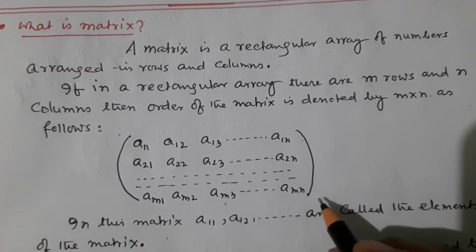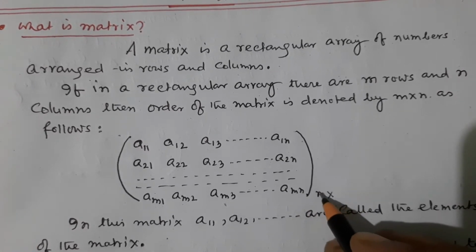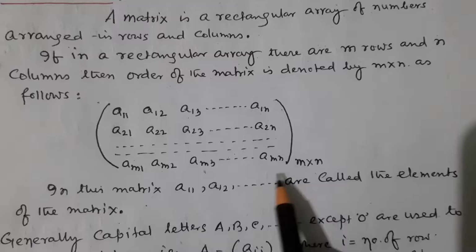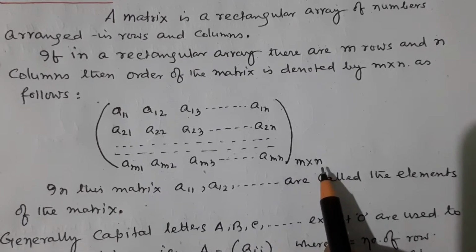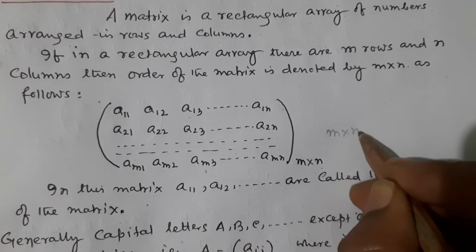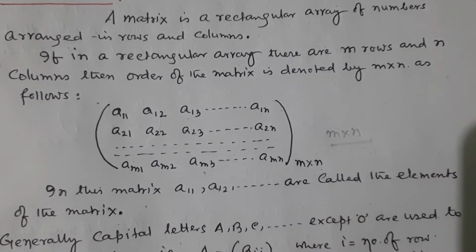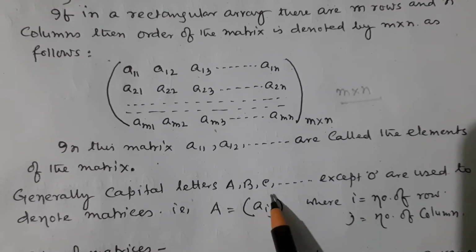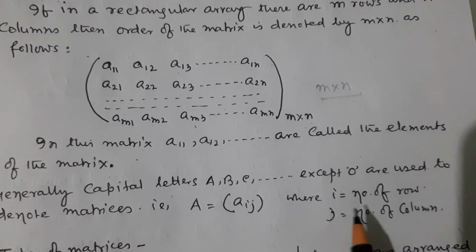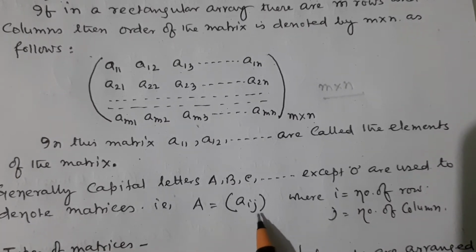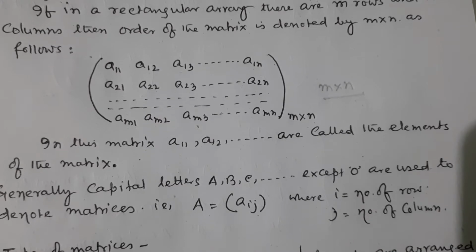So m cross n is the order of this matrix. The order of the matrix is m cross n, so there are m cross n elements. Generally, capital letters A, B, C, except O, are used to denote matrices. That is, A equals Aij, where i is the row number and j indicates the column number.